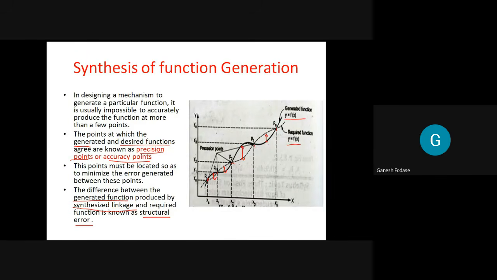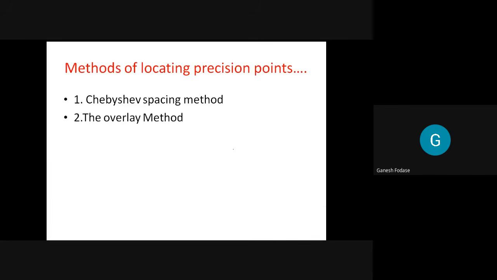Structural error. Good. Now see, I told you it is very important to locate the precision points. There are two methods basically used to locate the precision points. One is the Chebyshev spacing method. Another one is the overlay method. In some books it is also written as Cheb. Whatever the pronunciation, this method was developed by a scientist, hence we call it the Chebyshev spacing method to locate precision points.